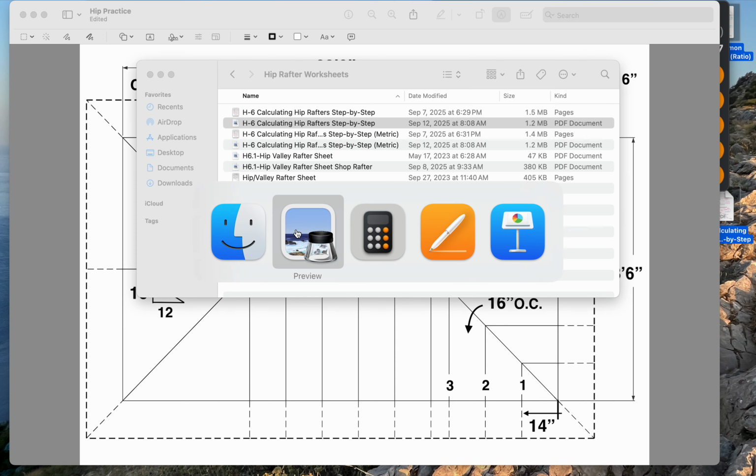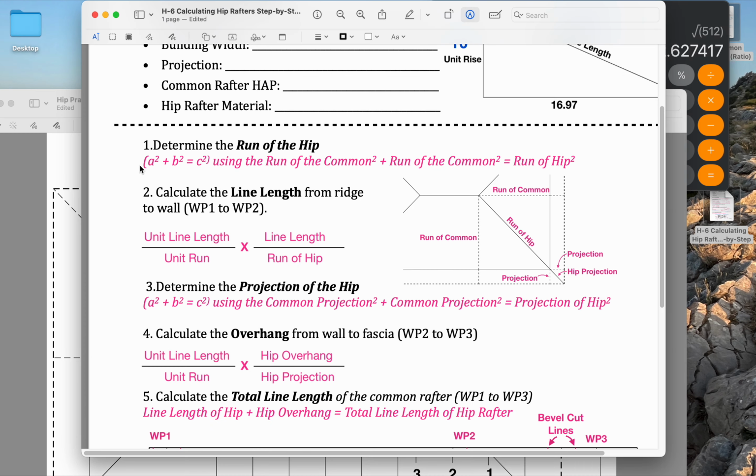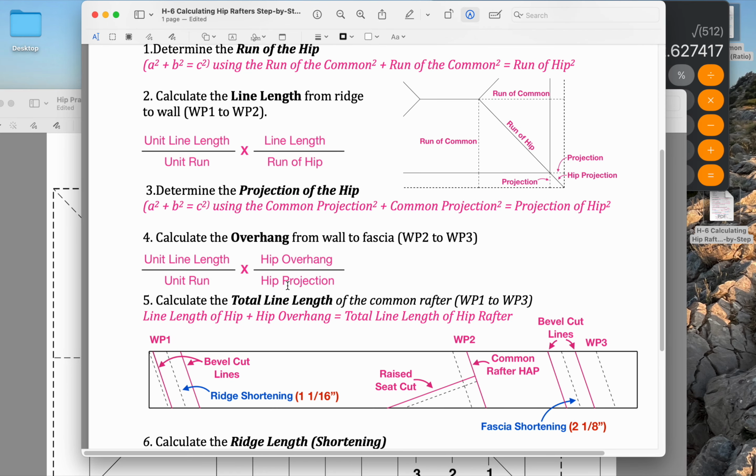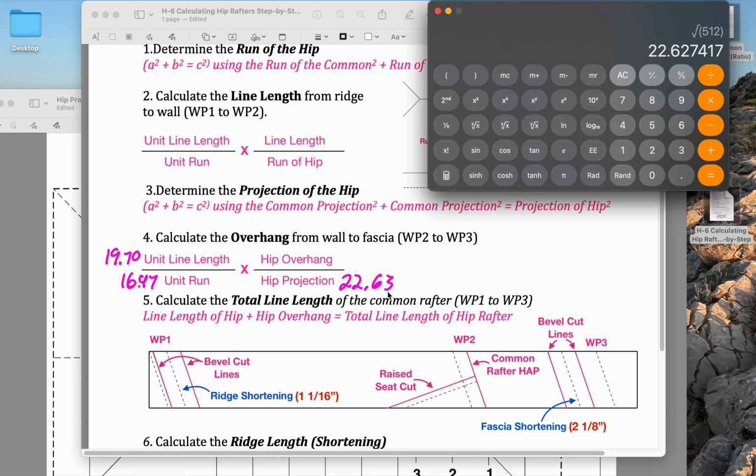Let me put that away for a second. Got too many windows open. All right. So the projection of the hip, that's the projection. The actual overhang would be the hypotenuse, the line length of that. So basically we've calculated so far in step 2, we calculated the distance from the ridge to the building line, and now the overhang will be from the building line to the tail out here. Okay, so we are going to use the same numbers. We have 19.7 and we have 16.97. The projection we said was going to be 22.63. That's what's in my calculator right now.